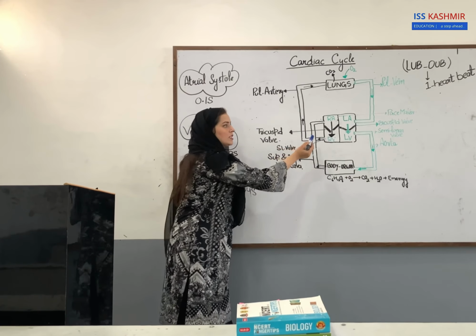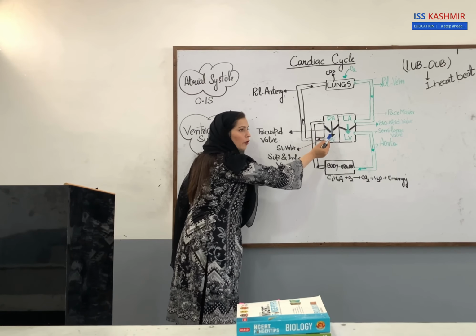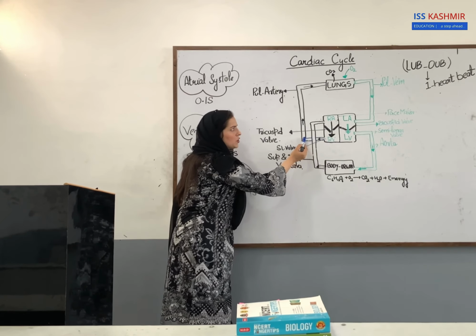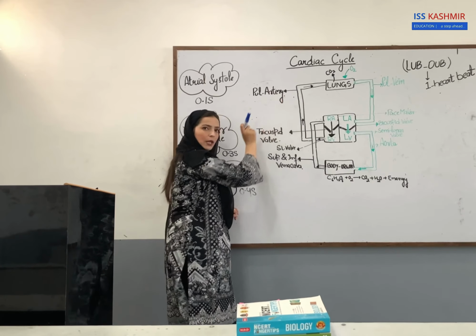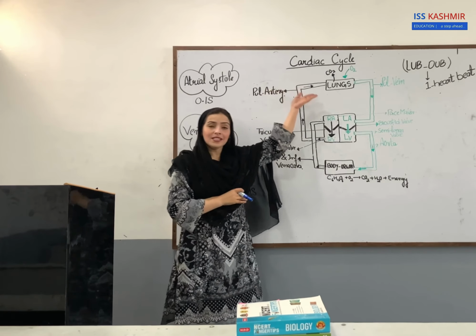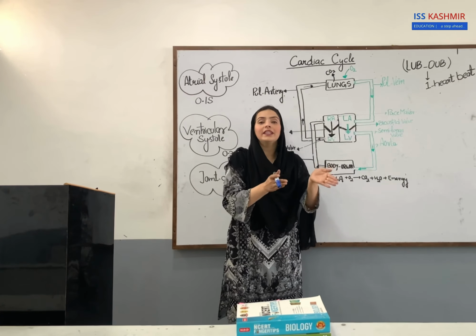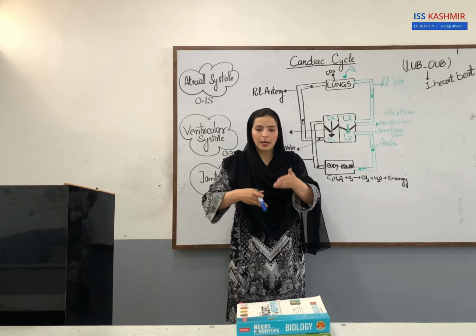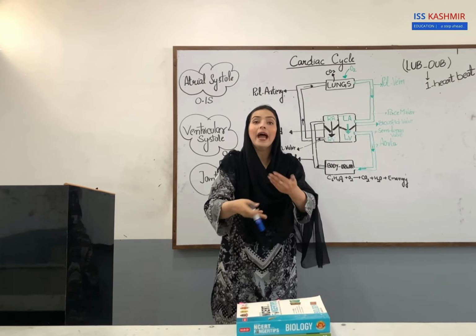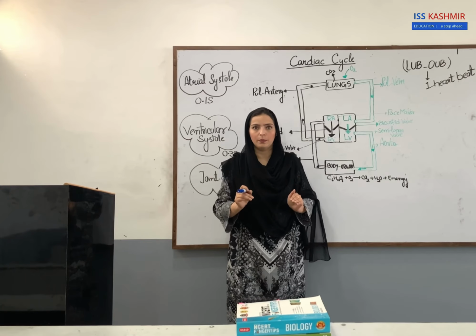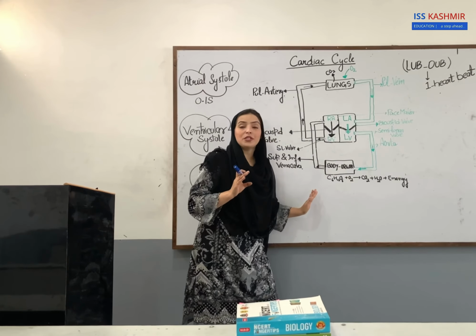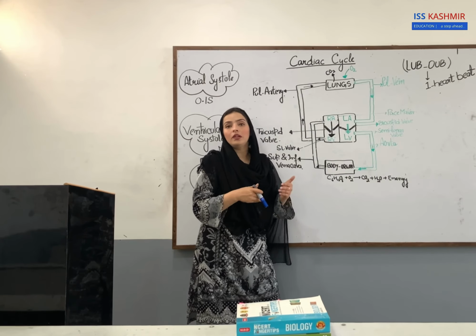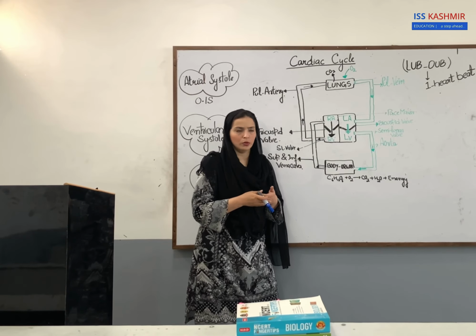Now this deoxygenated blood from the right ventricle is supplied straight to the lungs with the help of the pulmonary artery. Inside the lungs, again there is an exchange of gases. Carbon dioxide is exhaled out and oxygen is inhaled into the body. This is the basic mechanism of the circulatory pathway that humans follow.